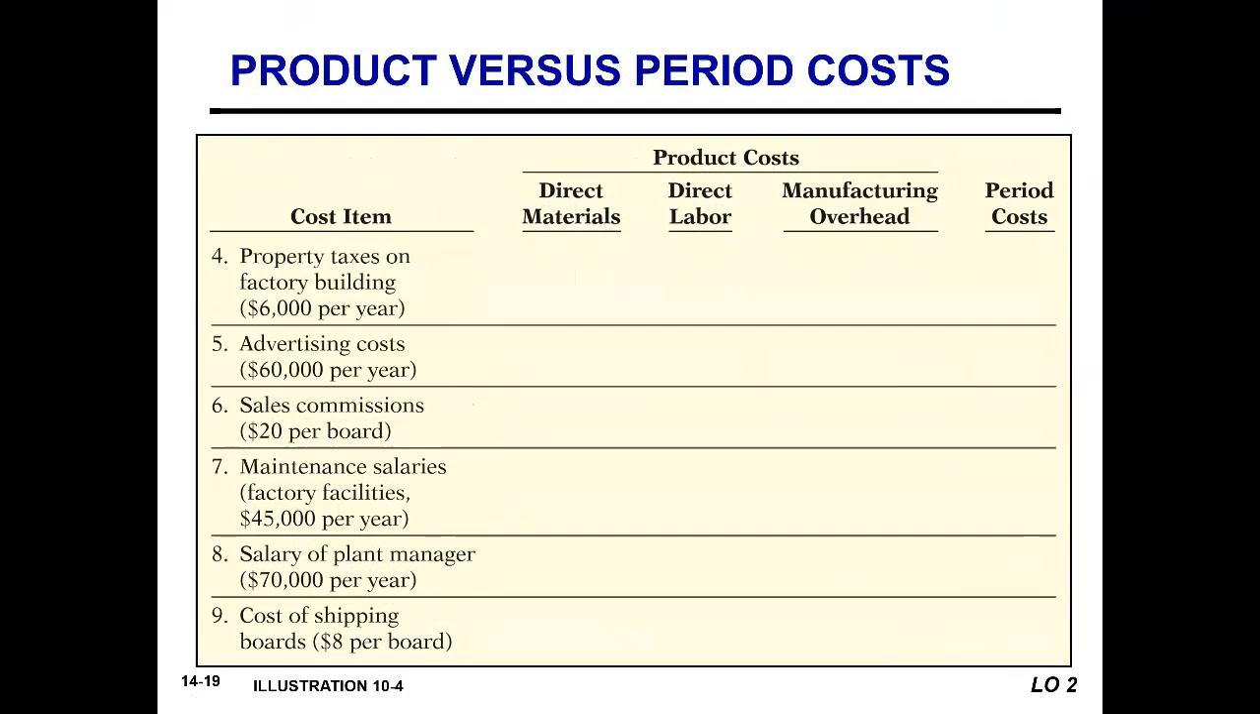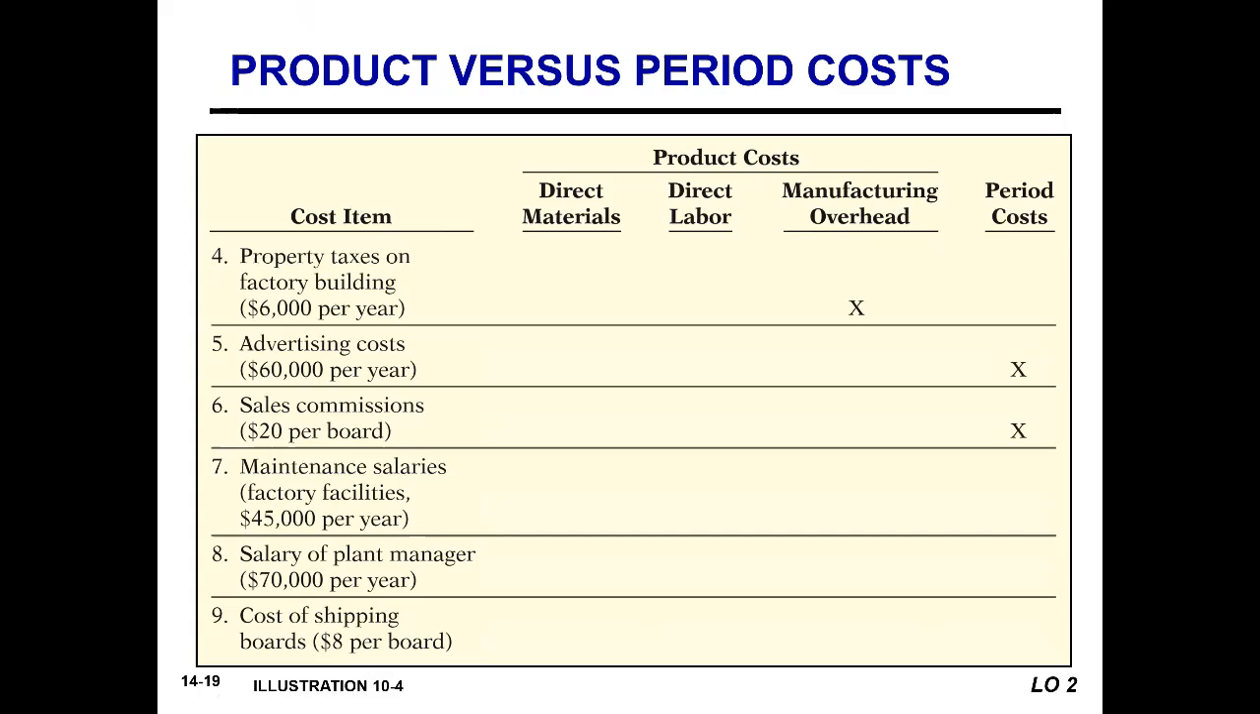Property taxes on a factory building. Okay, well, the factory building, that's key. So yeah, it is overhead. We can't directly trace it. Advertising costs, well, it's after the product has been made, because no point advertising something I don't have. So it's a period cost. It has nothing to do with manufacturing. Sales commission, well, I have to make the board first before I can sell it. So it's not part of the manufacturing process. So therefore it's a period cost.